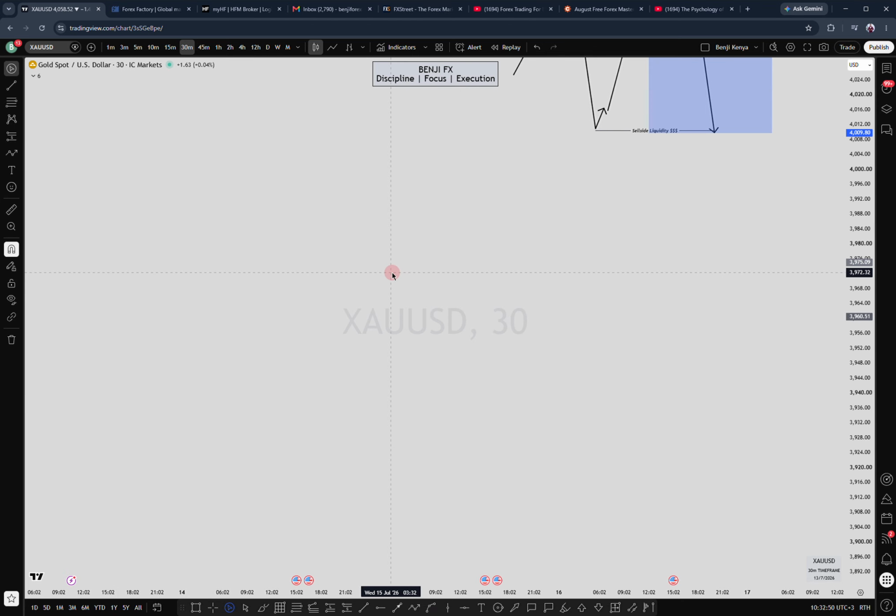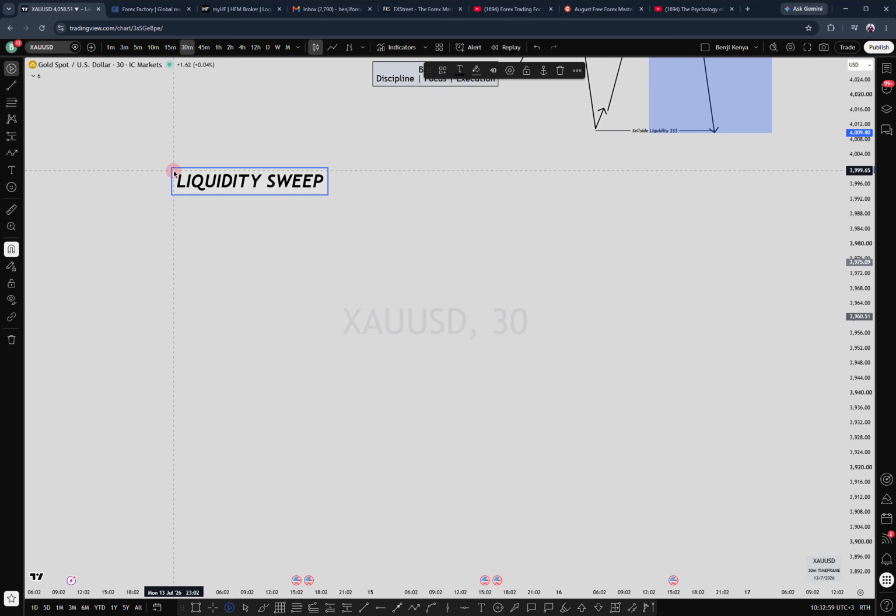Now, what is a liquidity sweep? So, what is a liquidity sweep and how can we use it to our advantage? A liquidity sweep usually occurs when price briefly moves beyond a key high or a key low to trigger stop losses and pending orders before reversing. So this is a brief move. This is what is usually termed a brief move.